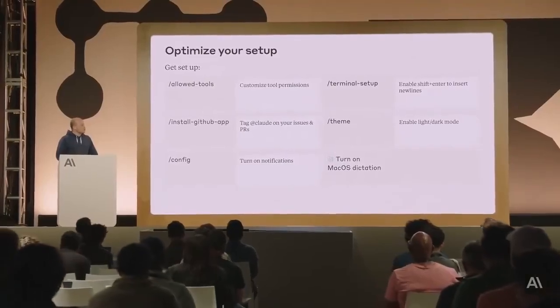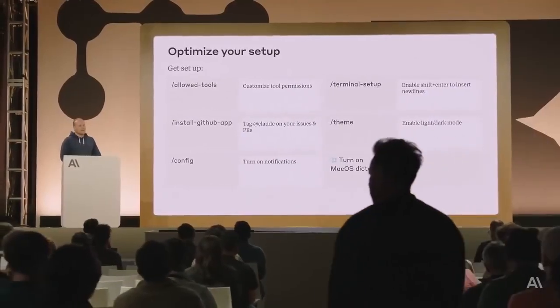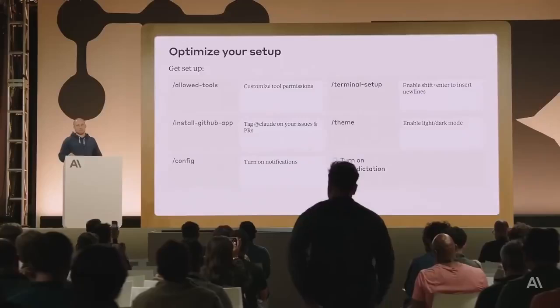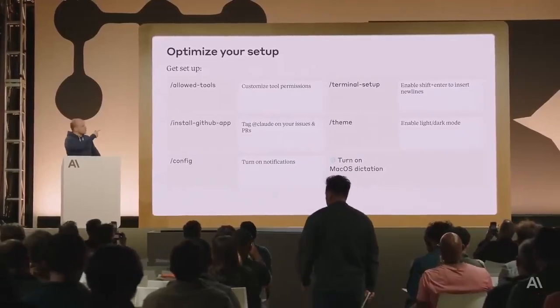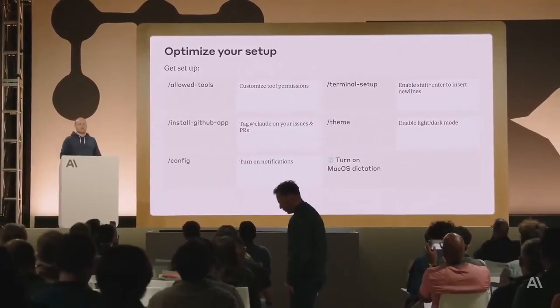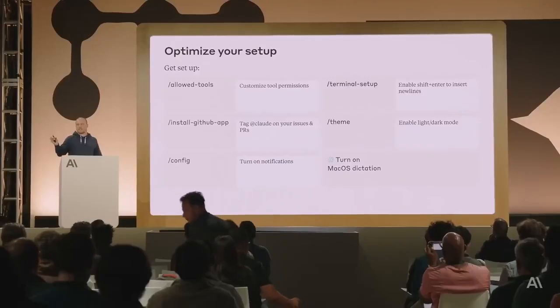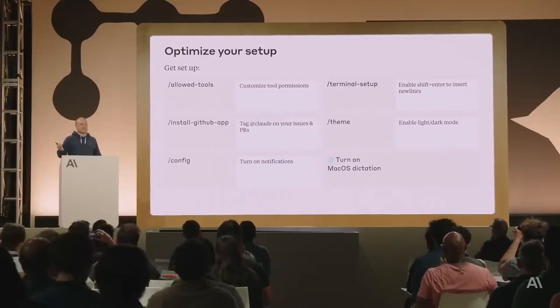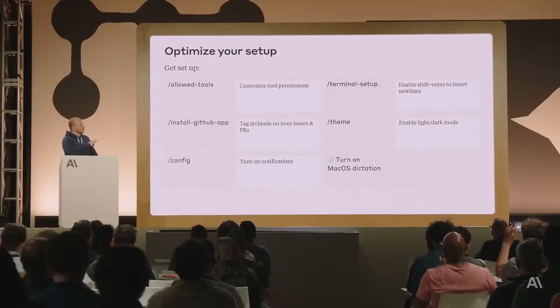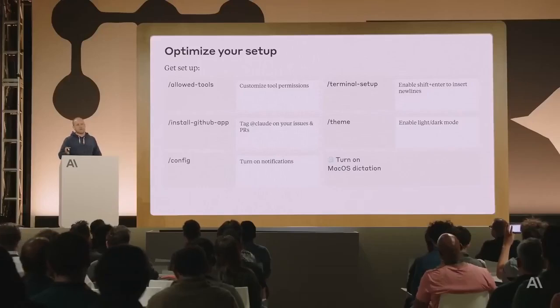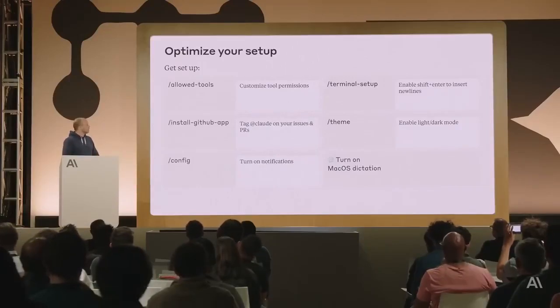As you open up Quad Code for the first time, there's a few things that we recommend doing to get your environment set up. And these are pretty straightforward. So run terminal setup. This will give you Shift-Enter for new lines, so you don't have to do backslashes to enter new lines. It makes it a little bit nicer to use. Do /theme to set light mode or dark mode or Daltonize themes.